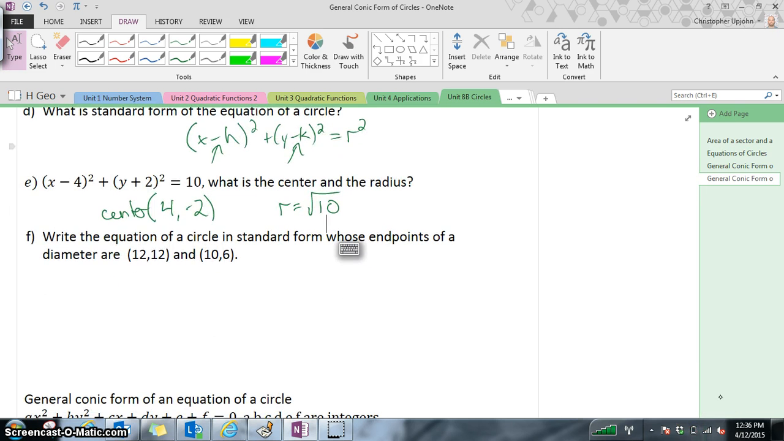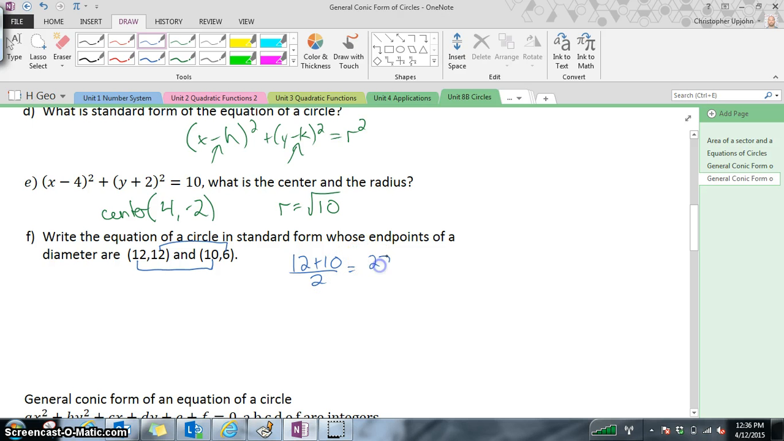Letter F, write the equation of a circle in standard form whose endpoints of a diameter are 12, 12, and 10, 6. First off, we need the center. Remember, our center is just the average of our x's and the average of our y's. So how do we find average? We add up two numbers, divide by 2.